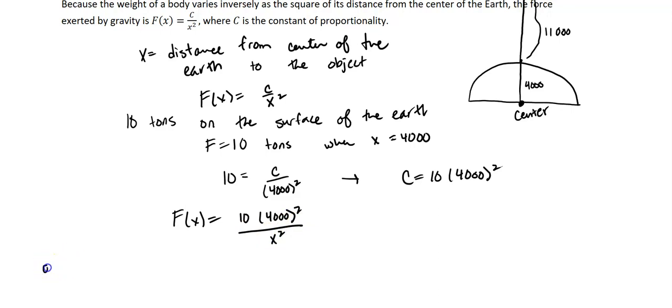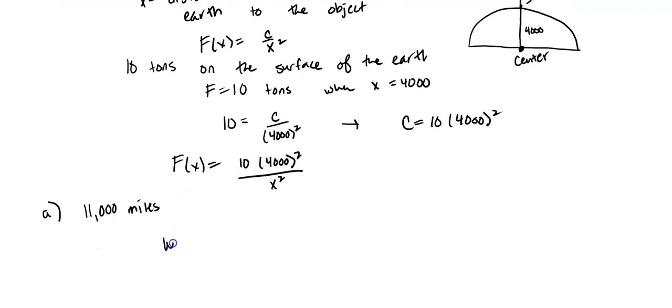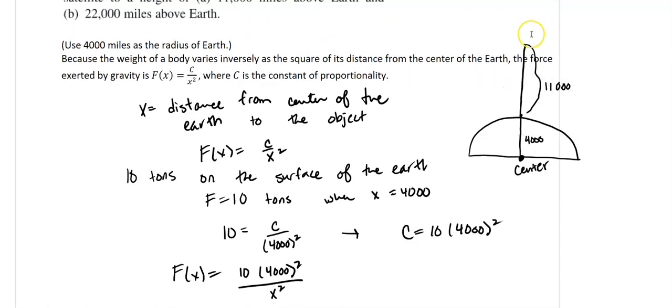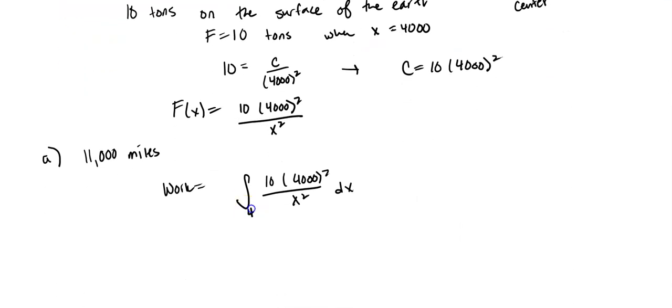Now for part A, I want to propel this thing 11,000 miles. So work is equal to the integral of our function, 10 times 4,000 squared divided by x squared dx. We're going to go from 4,000 miles to 15,000 miles, because that's the whole distance here. So that's my part A, 4,000 miles to 15,000 miles.